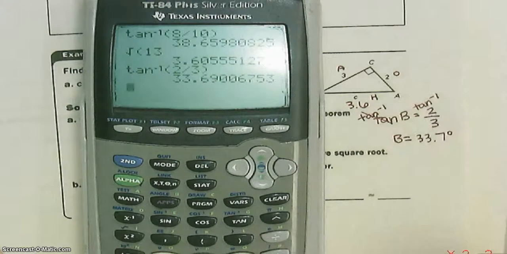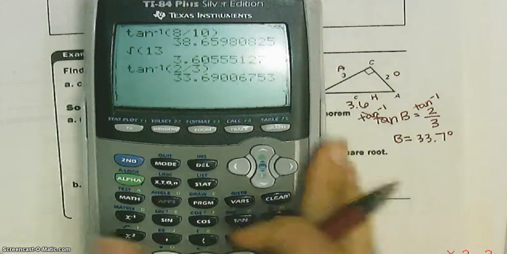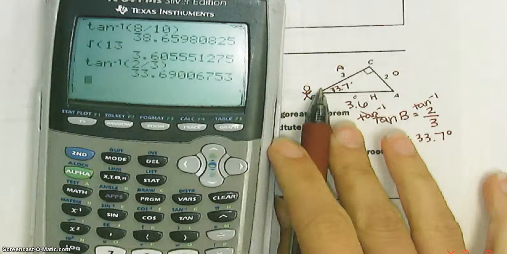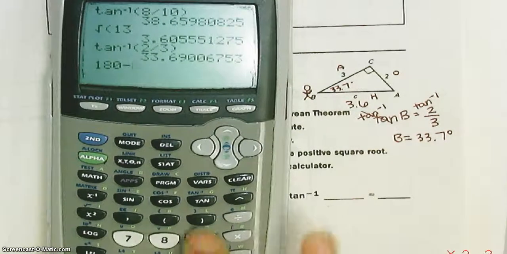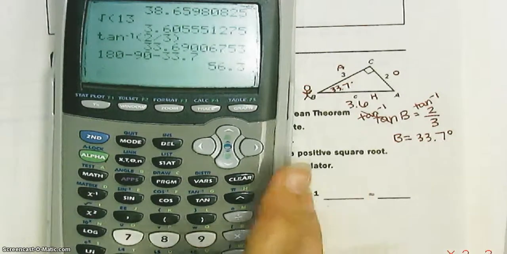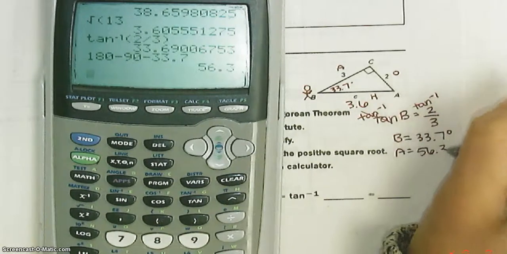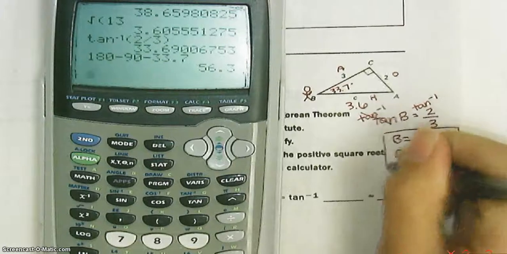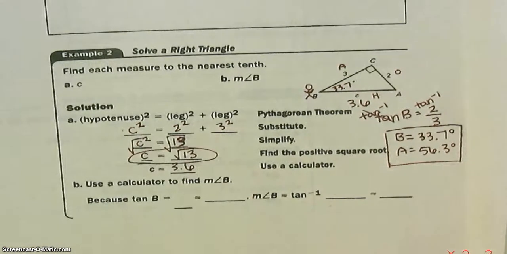33.7 degrees. Now I should find angle A. Well, if I know B is 33.7, I know there's 180 degrees in this triangle. So I'm going to do 180 minus 90 minus 33.7. Angle A is going to be 56.3 degrees. So I found A and B, and I found little c, which was a side.